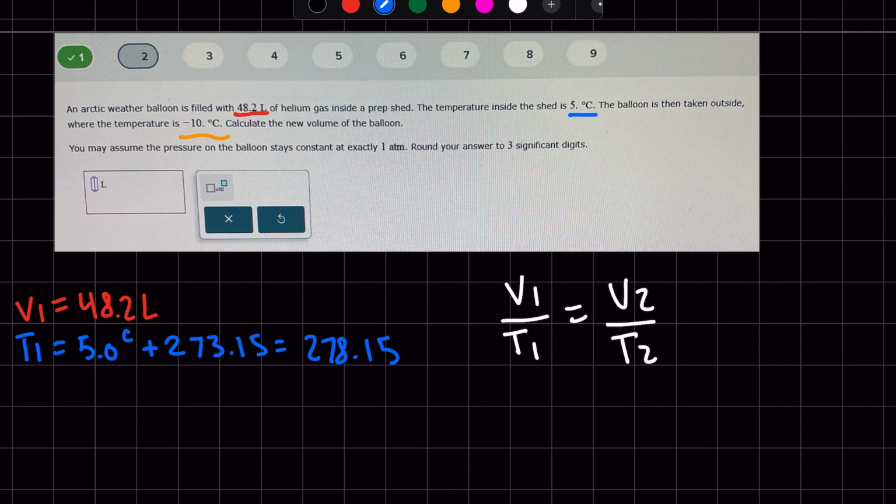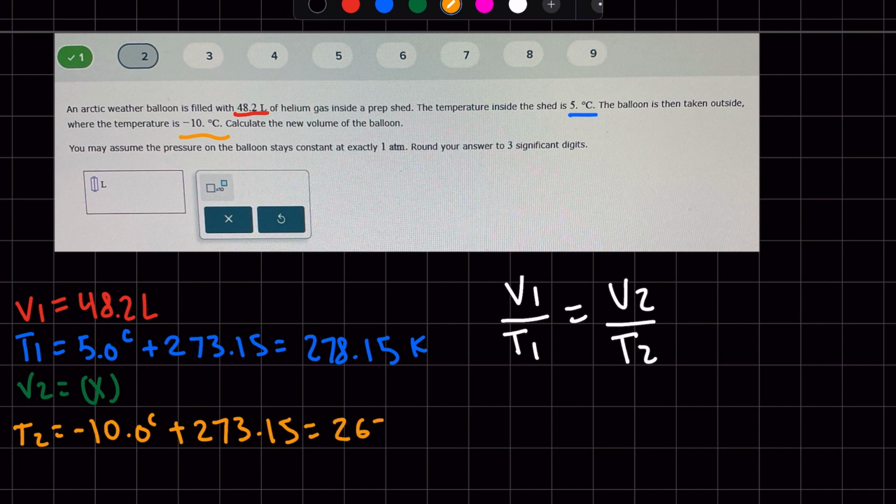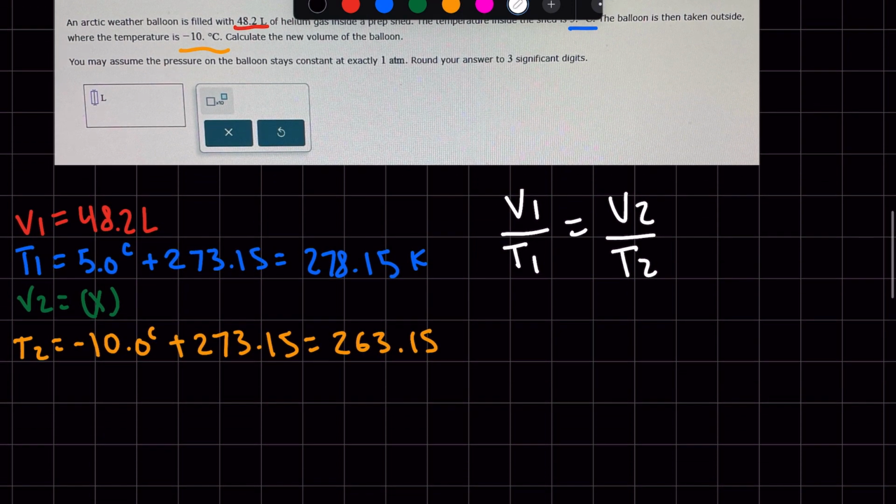And then we have our V2, which we don't actually know yet, so we can just leave that as X. And then we have our T2, which is negative 10 degrees Celsius. And like I said, we can't actually use Celsius, so we'll just add the 273.15, and that'll give us 263.15. So these are all of our variables. We are solving for V2 here.